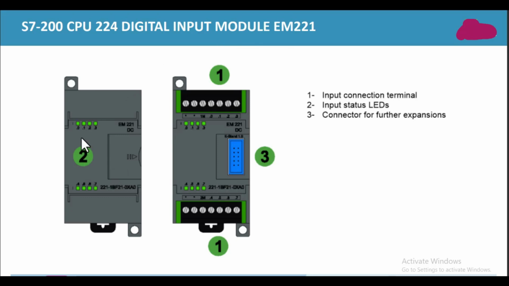This is the digital input module. First one, input connection terminal. This is the input connection terminal of this module. And second one, this point number 2 is input status LEDs. These are the status LEDs, as we have discussed earlier, but these are the modules which are used to expand its inputs and outputs. And third one is the connector for the further expansion. This is the connector for the further expansion.